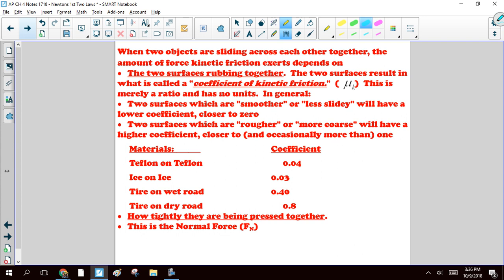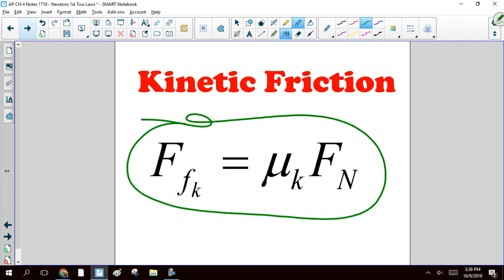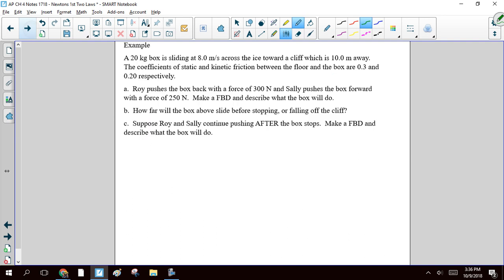Similar to static friction, the force of kinetic friction depends on this coefficient of friction, which we call mu k. That depends on the roughness of the surfaces and the normal force, okay? So once again, there's your force of kinetic friction: the coefficient of kinetic friction times the normal force. All right? So probably best to dive in. We're just going to do a couple examples here.